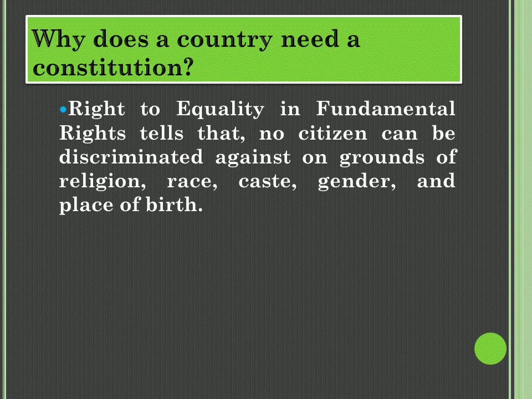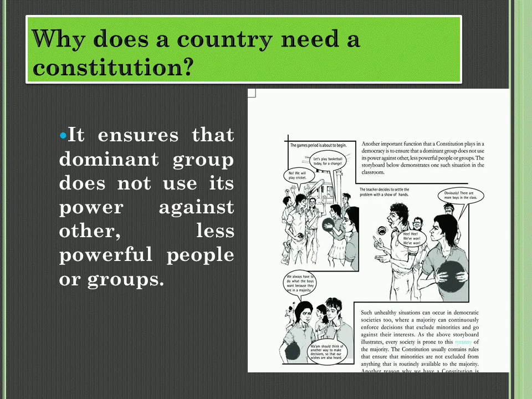Right to equality in fundamental rights tells that no citizen can be discriminated against on grounds of religion, race, caste, gender, and place of birth. And also, constitution ensures that a dominant group does not use its power against other or less powerful people or groups.